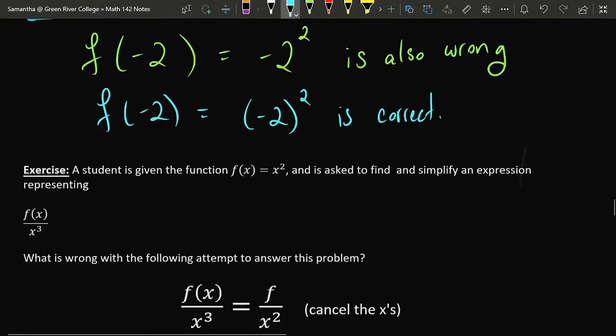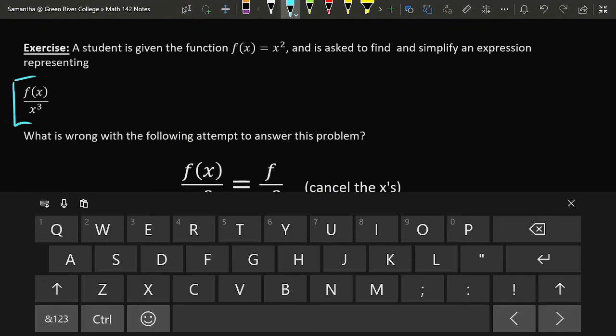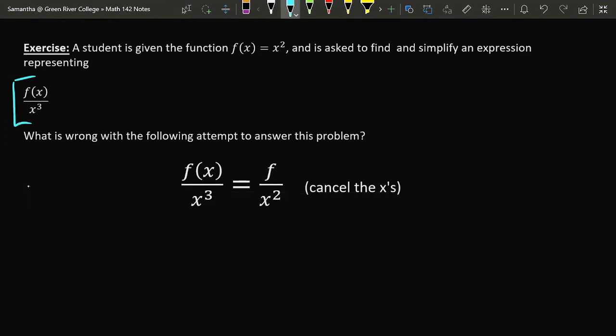Let's look at another common error that arises when students are working with function notation. So a student is given the function f of x equals x squared again, and they want to find and simplify an expression which represents the fraction f of x divided by x cubed. So the student says, oh, aha, I have a fraction that has an x in the numerator and an x in the denominator. So let me just cancel those x's out, right? And I should get an answer which is equal to f divided by x squared. What do you think?